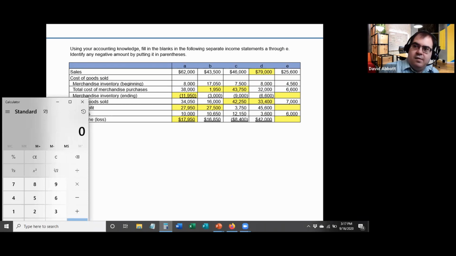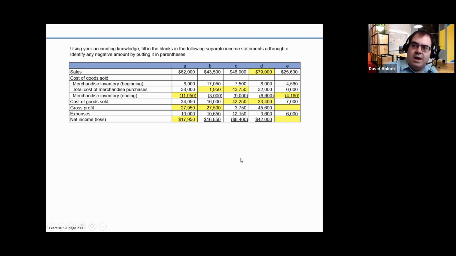And then let's see, on this one, they tell you the cost of goods sold. So for E then, if you know that 7,000 was the cost of goods sold, and then if you take 6,600 from that, and then the 4,560, you get negative 4,160. So that's how much the total purchases ending were, or the total inventory ending was.